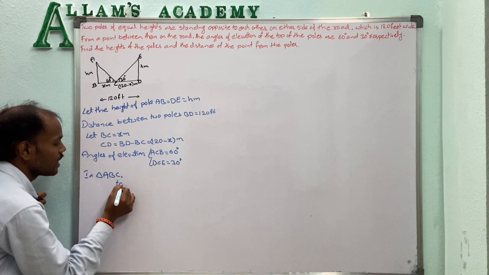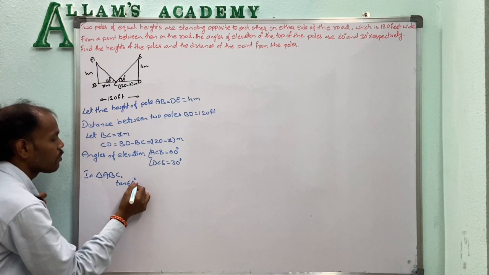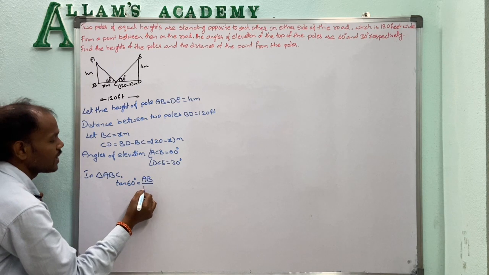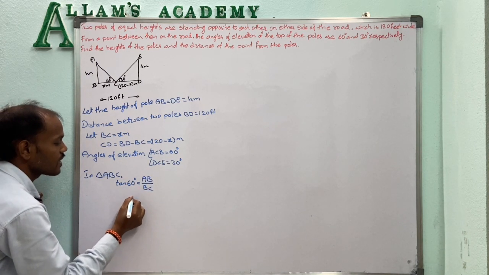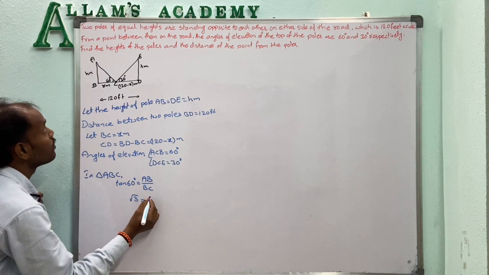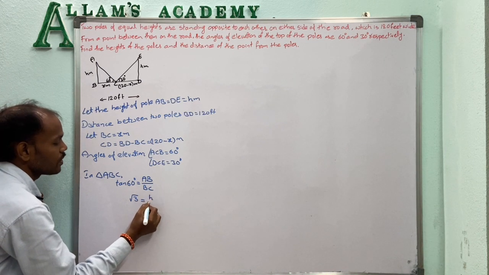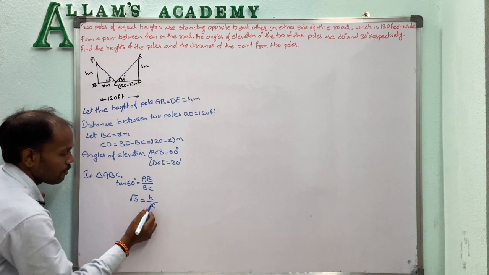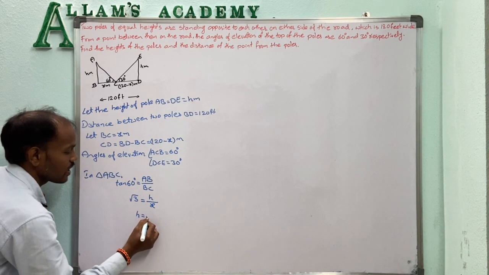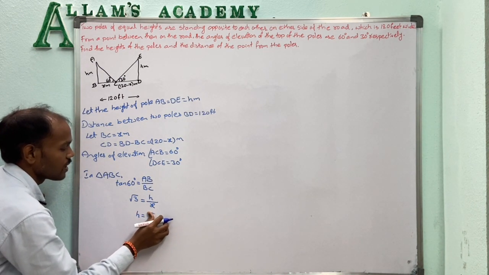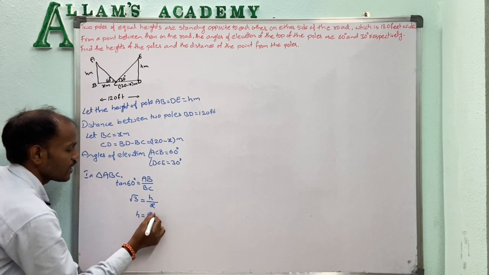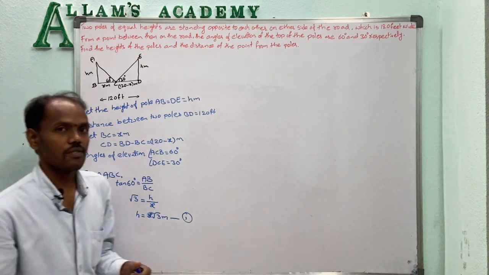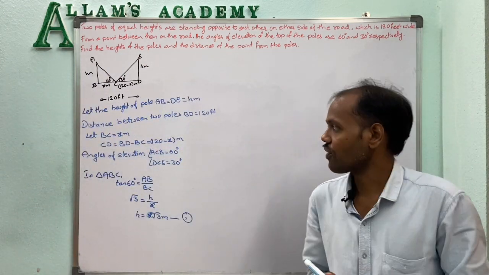Tan 60 equal to opposite side AB by adjacent side BC. Tan 60 equal to root 3. AB value is H, BC value is X. So by cross multiplication, H equal to root 3 into X, that is nothing but X root 3 meters. We will take this value as the first equation.